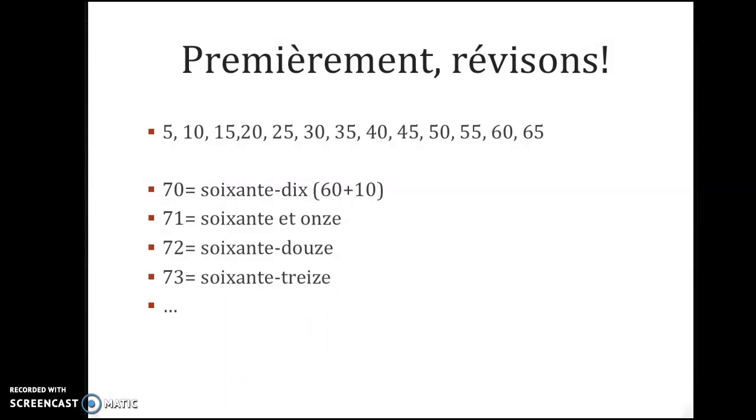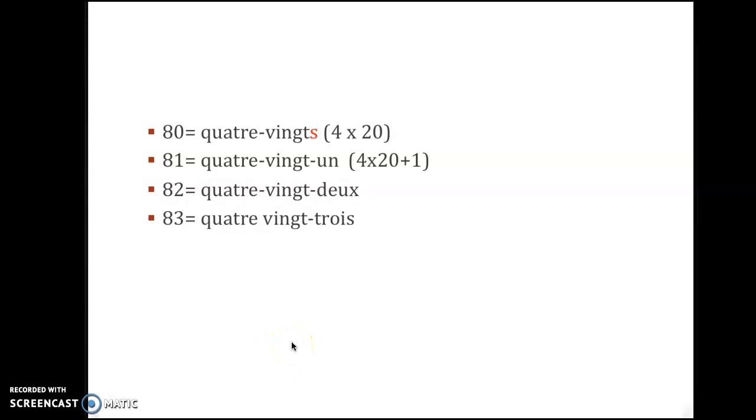OK? Ensuite, pour faire 80, nous allons utiliser la multiplication, donc 4 fois 20, donc 80, quatre-vingts, OK? Notice the S here at the end. Maintenant, pour faire 81, 4 times 20 plus 1, so 81. Notice no S, okay? So with the word 20, if you have 4 20s, you put an S. If 20 is followed by another number, there is no S.